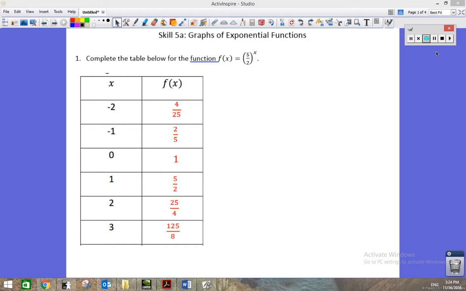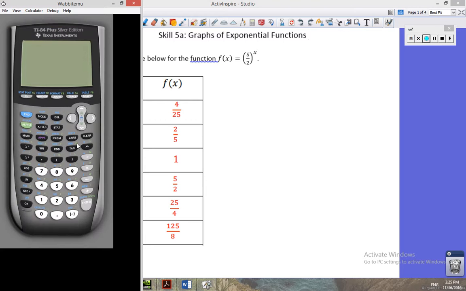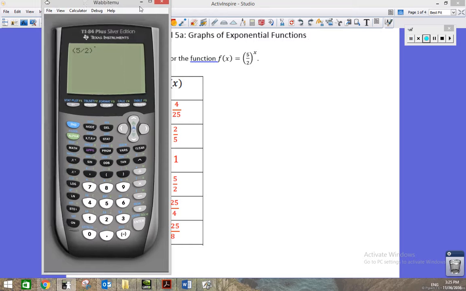So in the very first problem, they ask us to complete a table and then to plot the points and connect the dots and graph this function f of x, where f of x is equal to (5/2)^x. So to get this table, we can use a calculator, and when we have this 5 halves, I would put it in parentheses so that it knows that the base is 5 halves. And now this x, we plug in the different values for it.